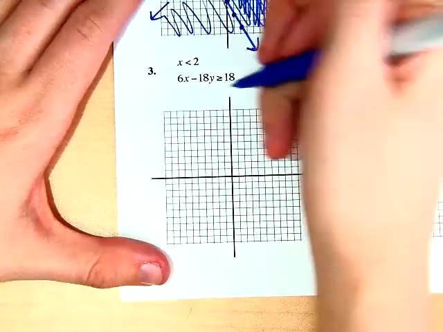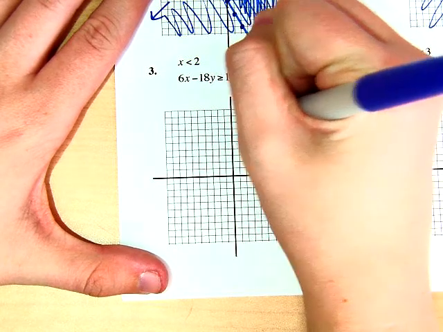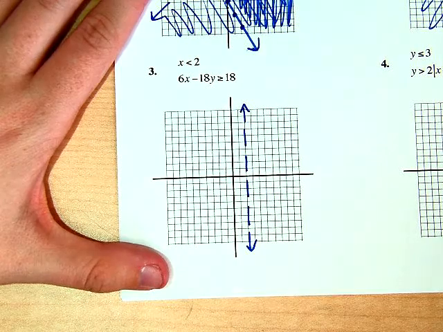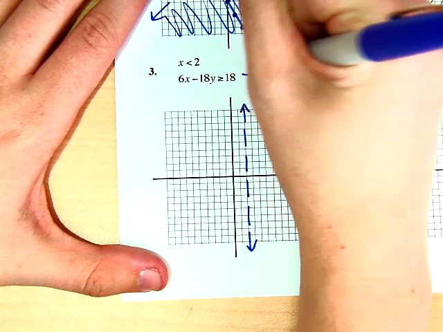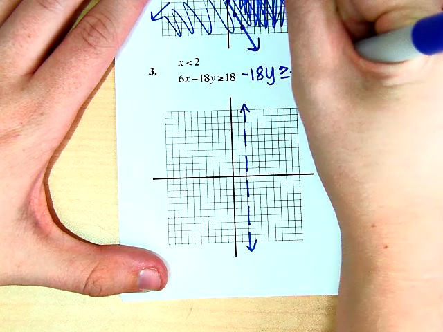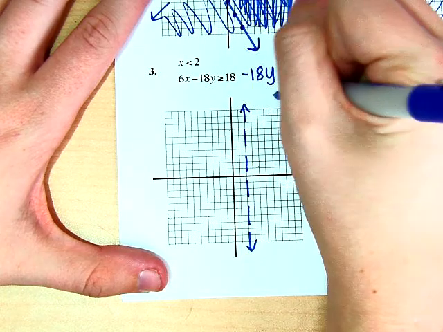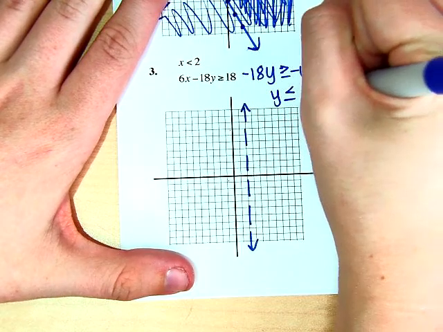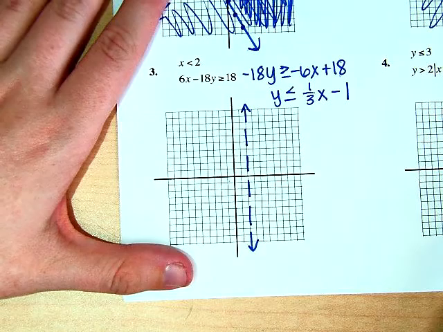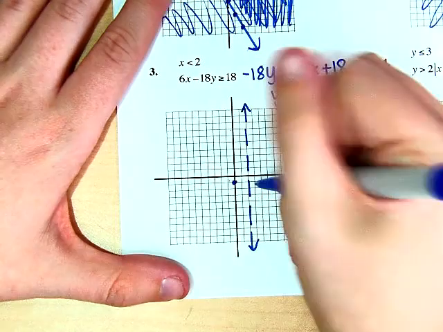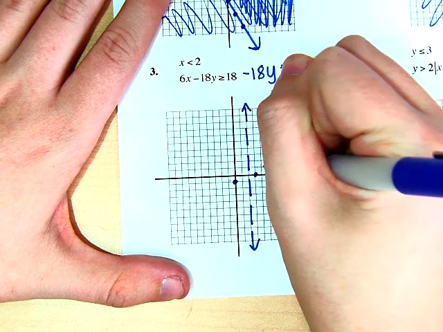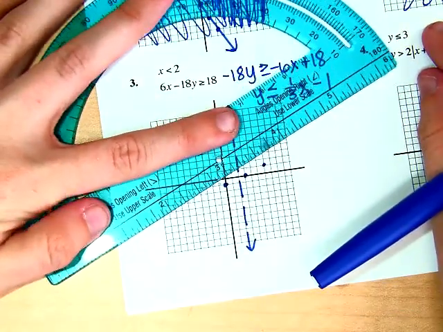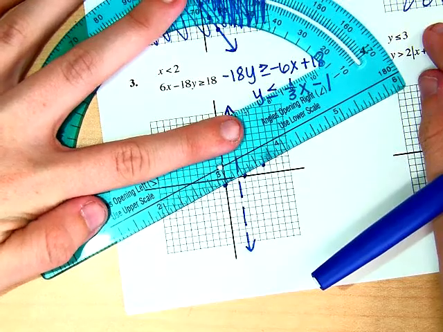x less than 2, so it's going to be a dotted line at 2, going straight up and down. And the other one, I'm going to solve for y, so I got 6x. So that when I solve this thing, I got y less than or equal to, because I divided by a negative, 1/3 x minus 1. So I start at negative 1, I go up 1 over 3, up 1 over 3, put a couple dots in there. I got a solid line happening, a nice solid line.